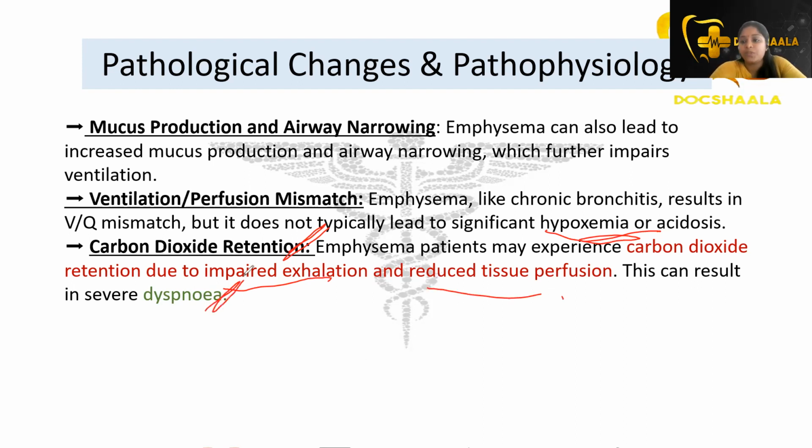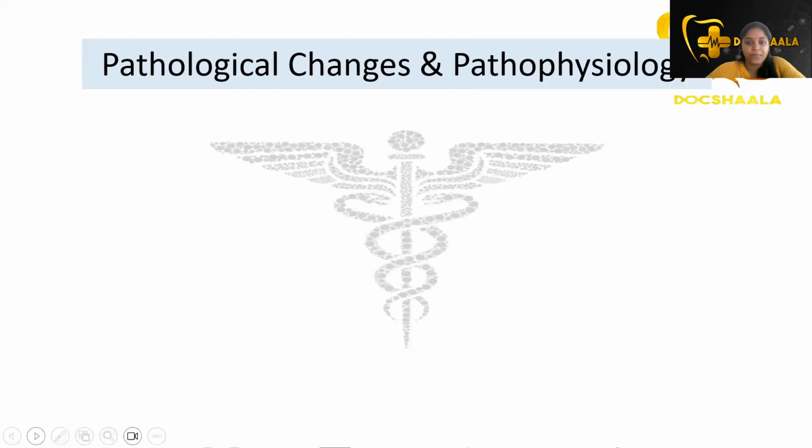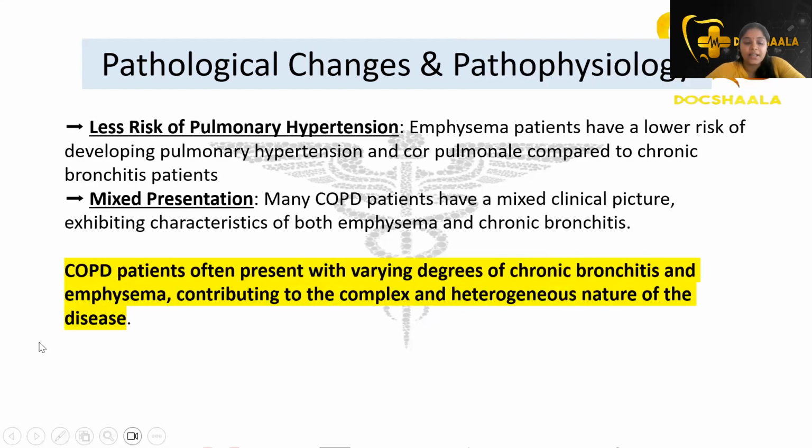This can lead to dyspnea or breathlessness in the patient. Okay. Then less risk of pulmonary hypertension. Emphysema has lower risk of pulmonary hypertension and cor pulmonale compared to chronic bronchitis patients. And there is mixed presentation, as we have seen.